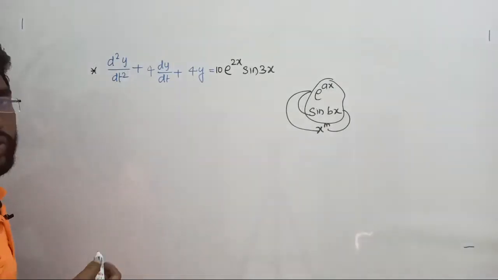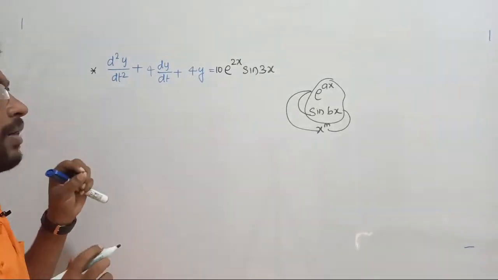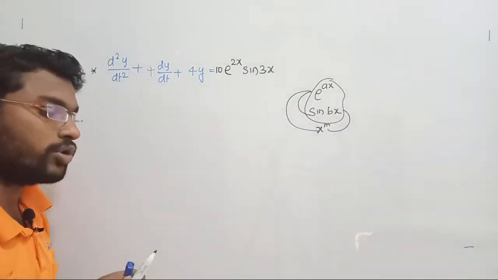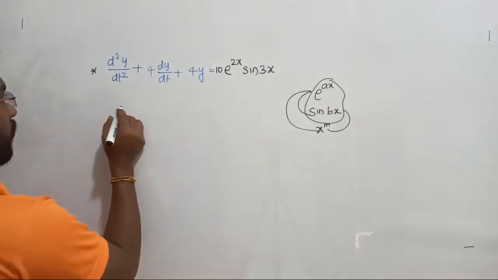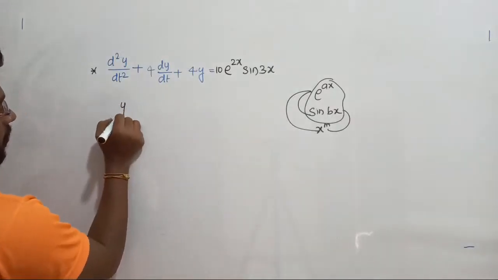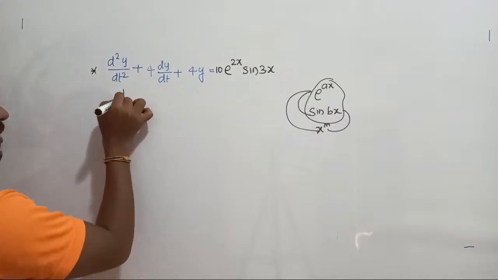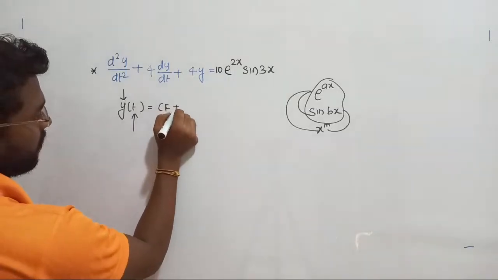Now I told you a model, when this kind of model comes, okay fine. Anyway, first tell me whether the complementary function and the particular integration will exist or not. Exactly, you can expect both the complementary function as well as the particular integration. So the solution for our function can be written as y of t, where t is the independent variable, equal to complementary function plus particular integration.